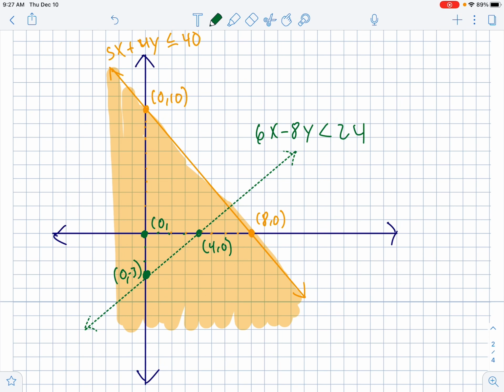So if I pick the point (0, 0) and plug it into this right here, just a quick check to see which side to shade on, that means 6 times 0 minus 8 times 0 is less than 24. So is 0 less than 24? Yes, it is, which means that I shade above the line. Uh-oh, I almost shaded below.